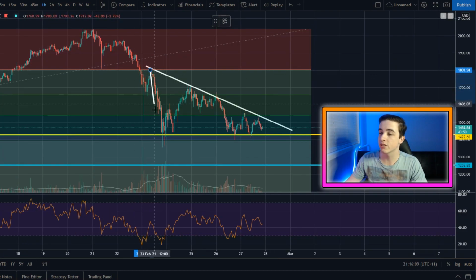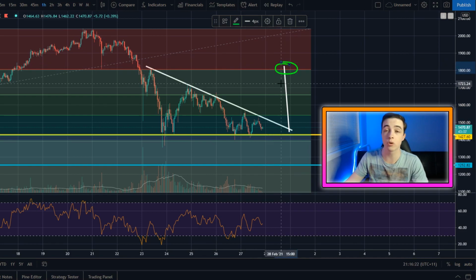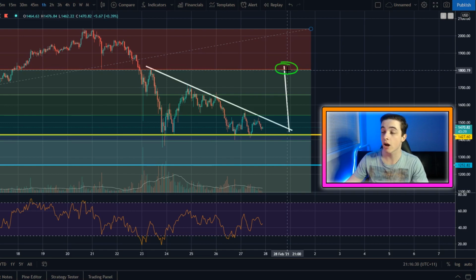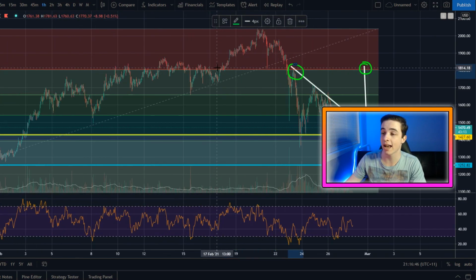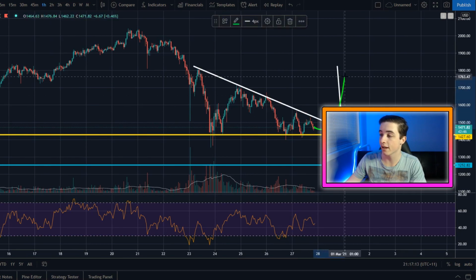Now if we break to the upside out of this price pattern, I would simply be targeting this Fibonacci level just up here, which is also the technical price target for this descending triangle if we do break to the upside. That's currently coming in at around $1,800 per Ethereum. We also got rejected at that level just here, as you can see, and we also got some big rejections and some support at that price level back in this price range on the chart. So if we do break out of this price pattern, expect some resistance coming in at around $1,800.